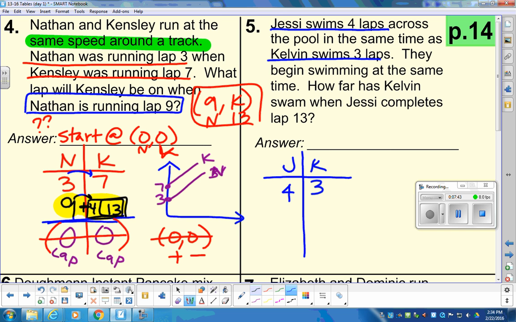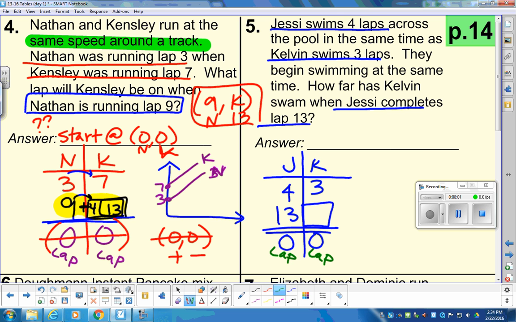How far has Kelvin swam when Jesse completes lap 13? So Jesse's completing lap 13. What's going on with Kelvin? The question is, does it go through 0, 0? Well, do they start in the same place? Is it true that when Jesse's at lap 0, Kelvin is also at lap 0? So it says that they start at the same time.